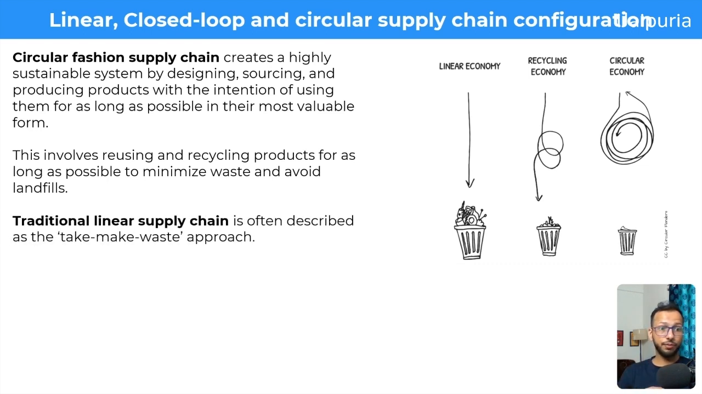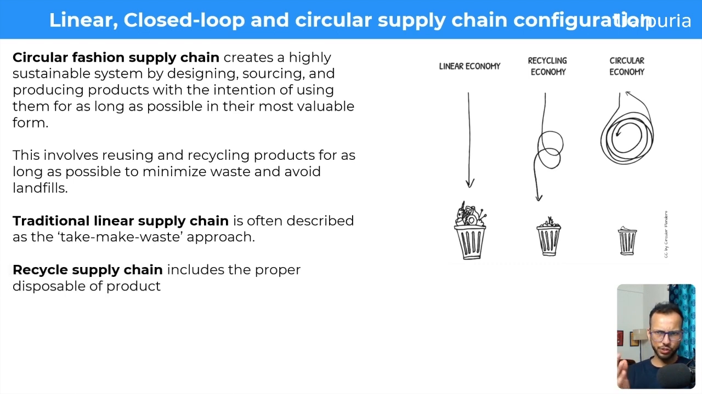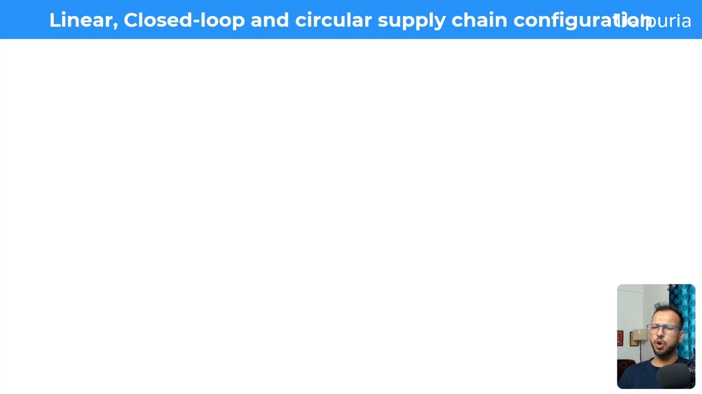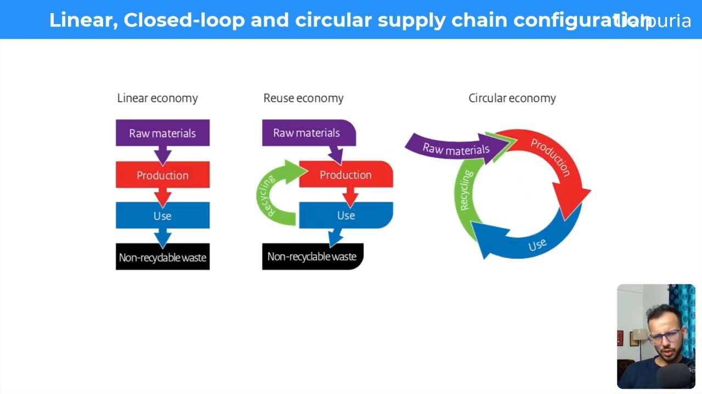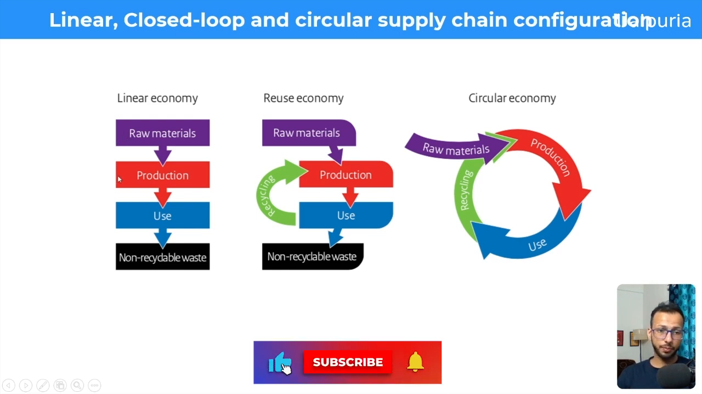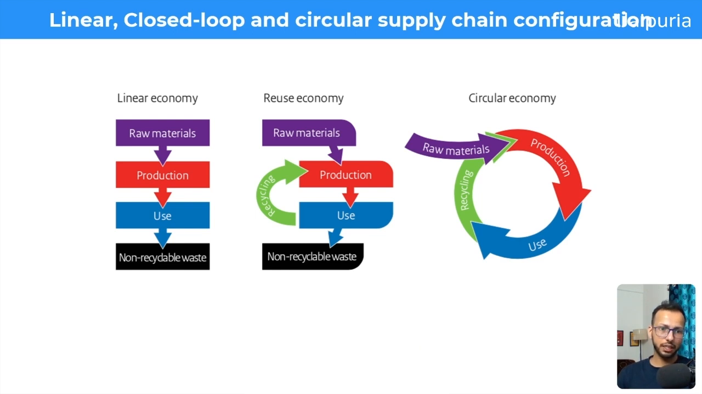But on the other side, a traditional linear supply chain is often described as a take, make, waste process. On the other side, the middle one, which is the recycling economy, includes the proper disposal of a product. So if you look at the complete process of circular economy, recycling economy, or linear economy, it will look something like this. At the top, you have a raw material supplier, then a manufacturer, or let's say production of a product, then usage, and then it goes out as non-recyclable waste.